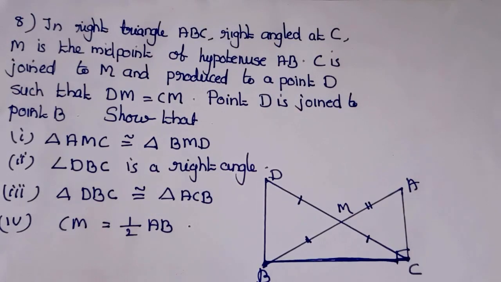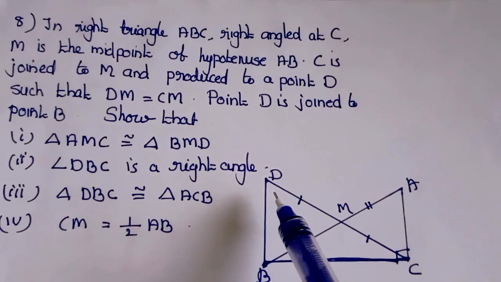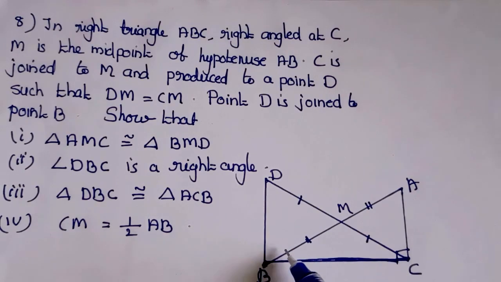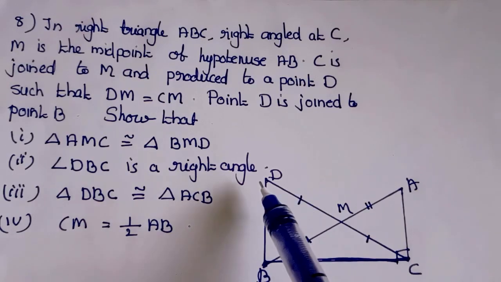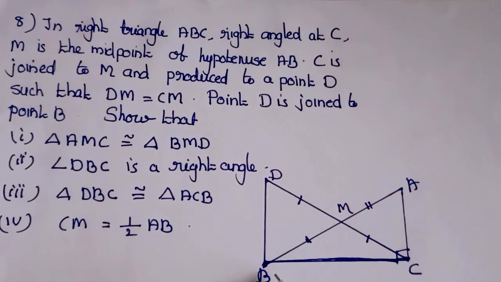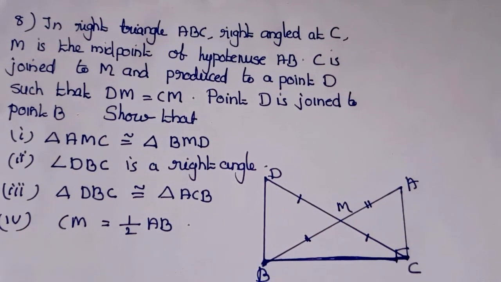Show that triangle AMC is congruent to triangle BMD. That is the first part. And second, angle DBC equal to 90 degrees, or it is a right angle. That's to prove. Third, triangle DBC congruent to triangle ACB. And fourth part, CM equal to half of AB. Okay. Now, proof.